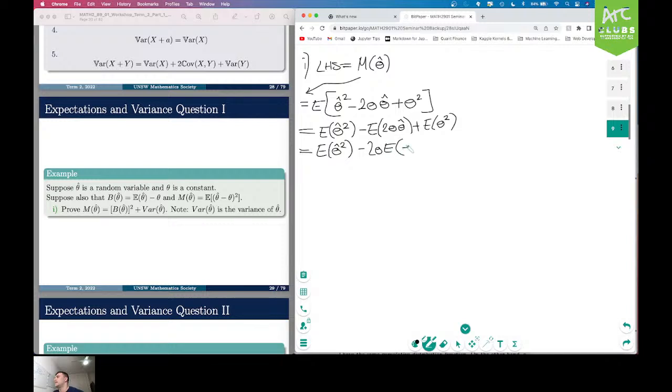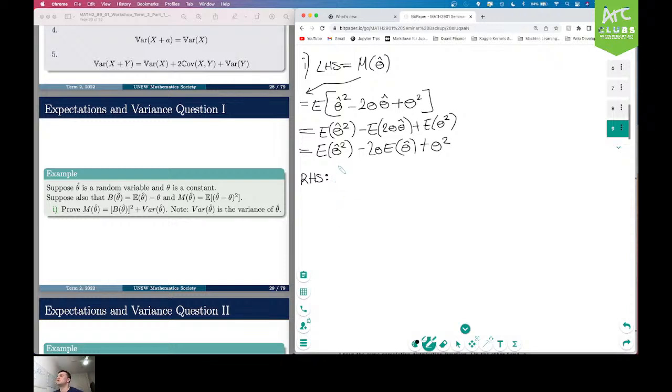E of theta hat. And then the expectation of a constant, because remember, theta is a constant, so theta squared is also a constant. The expectation of a constant is just a constant. So we can just pretend the expectation was never there. Okay? Now, we're going to have to deconstruct the right-hand side. So let's have a look at the right-hand side.